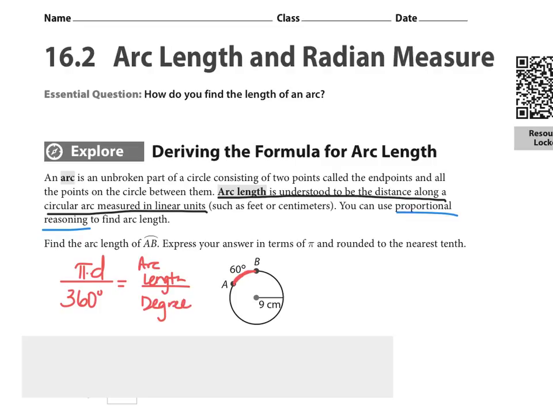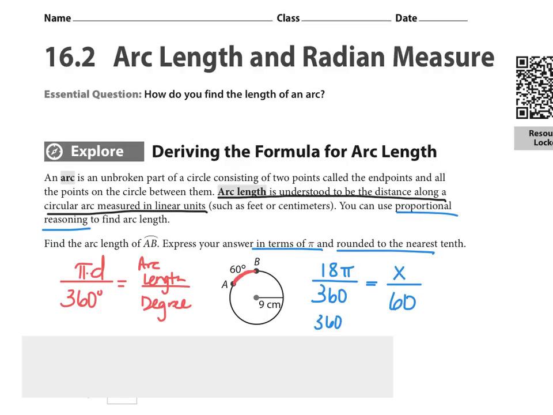So if we go ahead and set up that proportion, we can actually solve this problem. And they tell us to solve in terms of pi and rounded to the nearest tenth. So we're looking for an exact and an approximate answer. So if I set this up, pi times diameter, that means the exact circumference is going to be 18 pi, right? Diameter is twice the radius, over 360 degrees. I'm going to set up a proportion. I do not know the arc length, so I'm going to call it x. And then I do know the degree measure. They're talking about an arc here that's 60 degrees. So now that we have our proportion set up, we can just cross multiply.